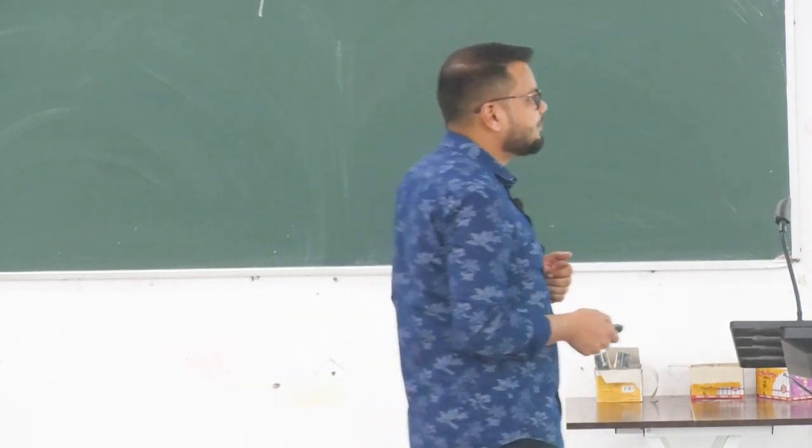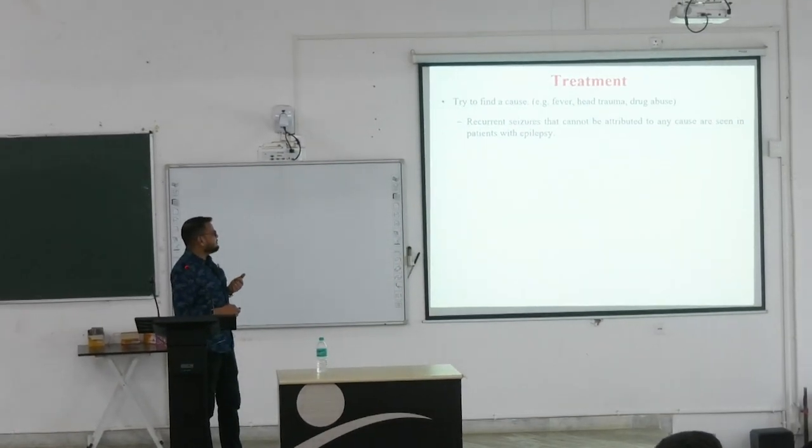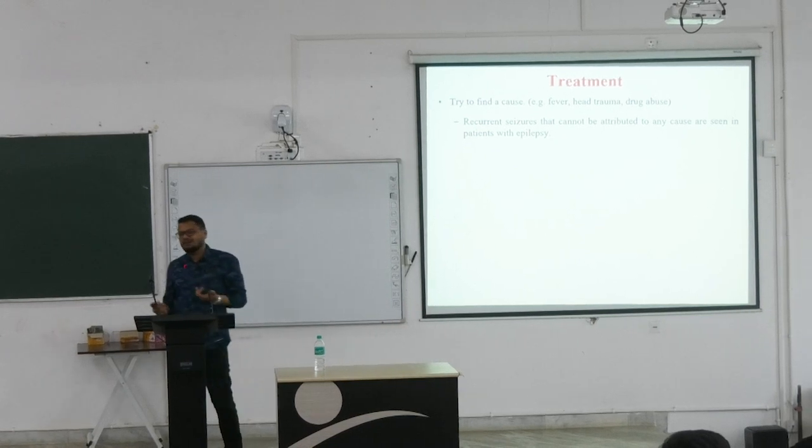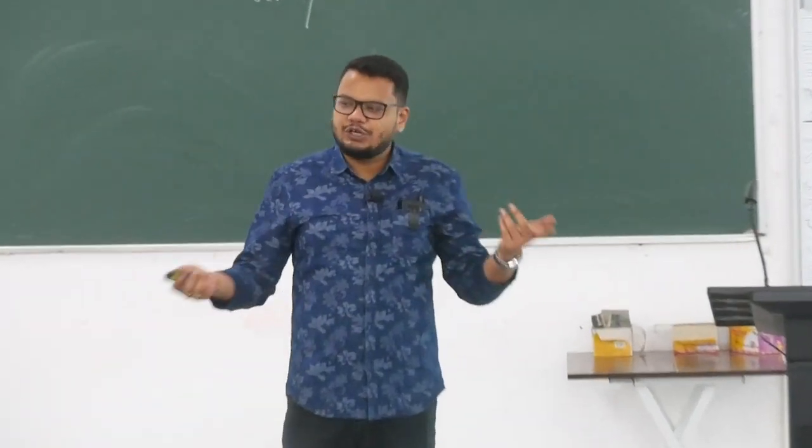The treatment protocol is, try to find a cause. There is a cause behind a seizure. It may be fever, past history, some traumatic experience. That is called the index event. So you try to find that, get the history of the patient and try to draw out the information: fever, head trauma, drug abuse, maybe. Recurrent seizures that cannot be attributed to any cause are seen in patients with epilepsy. Sometimes you won't find any cause. That is called idiopathic.